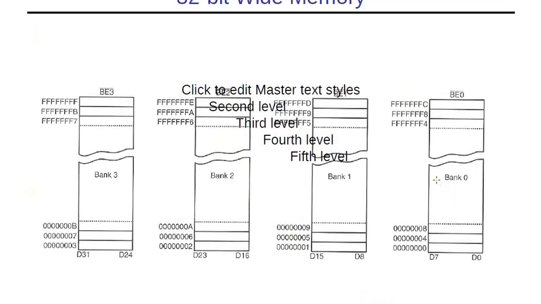In this section on 32-bit wide memory, we have 4 banks, from bank 0 to bank 3, because each bank has 8-bit capability. So for 32 bits we need 8 times 4, so we have 4 banks from bank 0 to bank 3. The figure of those is given below: 0, 1, 2, 3, then 4, 5, 6, 7, and so on.